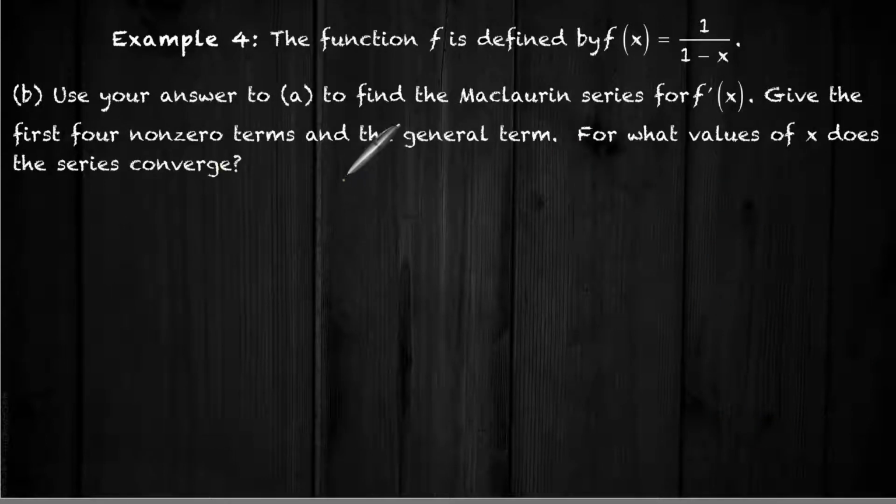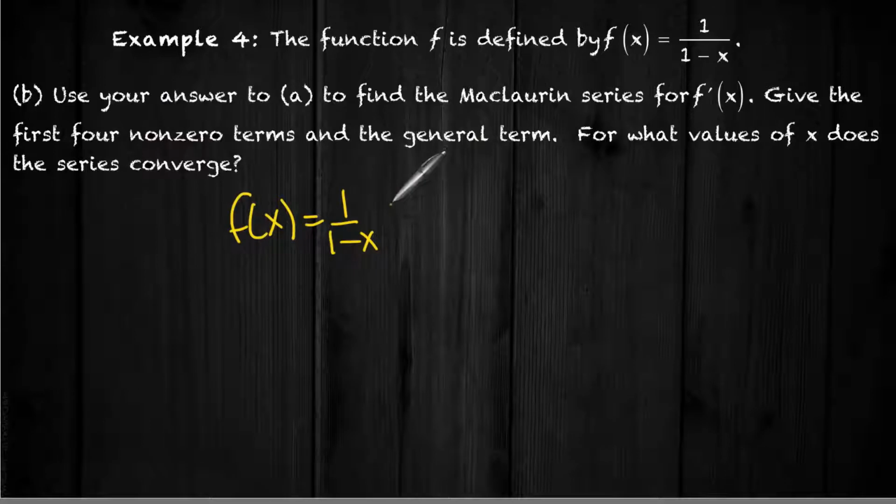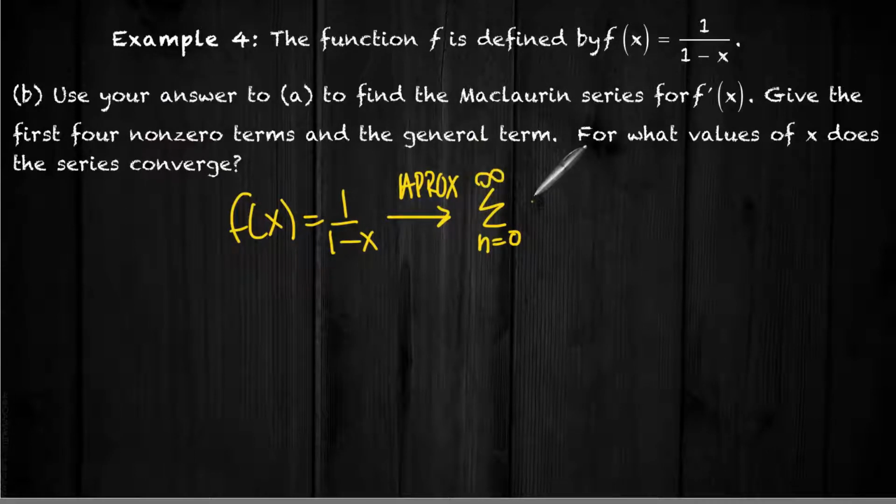All right, it says use your answer from part A to find the Maclaurin series for f prime of x. And so now we're going to get into using differentiation and integration to approximate certain functions by generating the Taylor series. So in part A, let's remind ourselves what we got. We had f of x is equal to 1 over 1 minus x. This is our original function, and we are going to approximate that, and this is the whole point of the Taylor series, with this general term, the summation from n equals 0 to infinity of x to the n, which gave us a few terms, 1 plus x plus x squared plus x cubed.